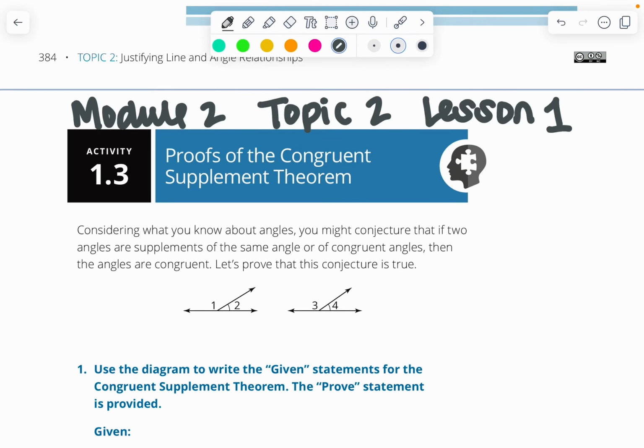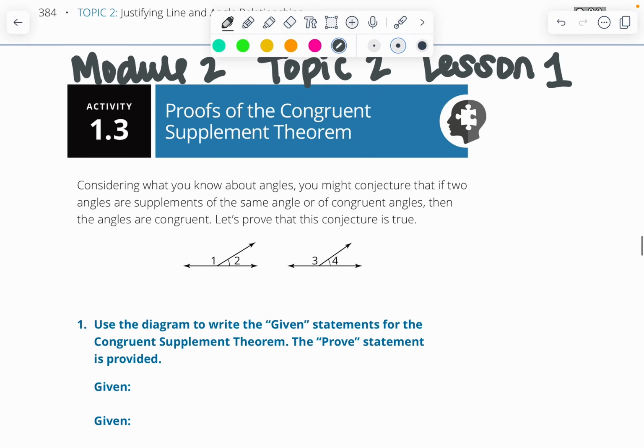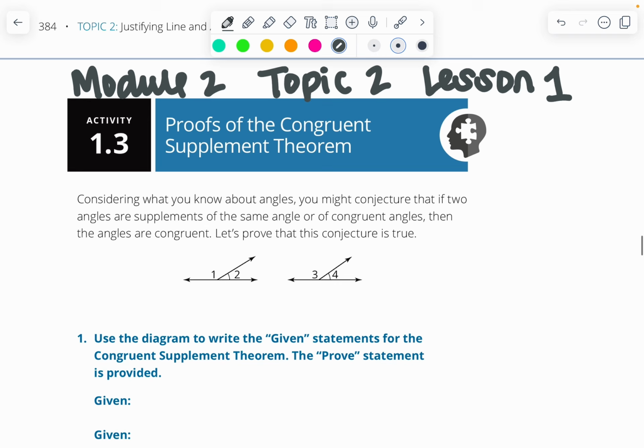Module 2, Topic 2, Lesson 1. This is Activity 1.3, Proofs of the Congruent Supplement Theorem.